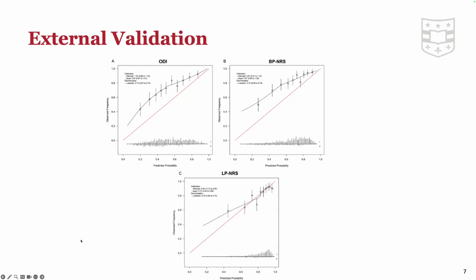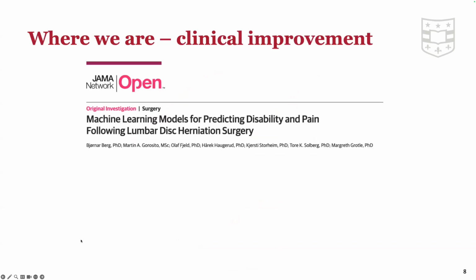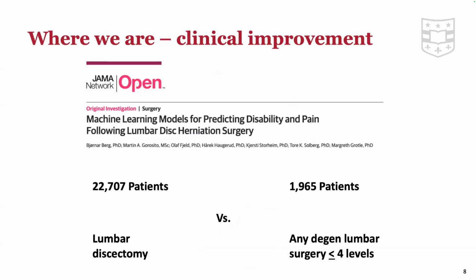A somewhat similar study from a few years later, about 2 years ago now, tried to do something relatively similar, but had a little bit of an easier task, just looking at lumbar discectomy, so a much less diverse population, an easier task, and a larger population, almost 23,000 patients compared to only about 2,000 in the other study. And again, a much more narrow focus, which is a much easier prediction task.